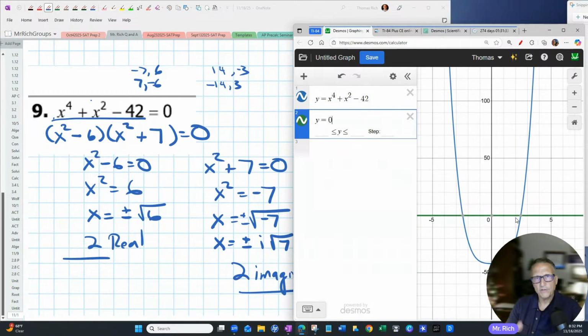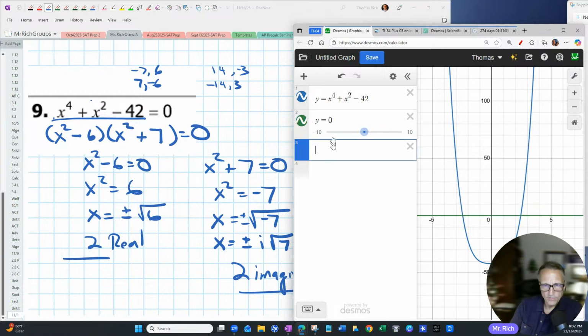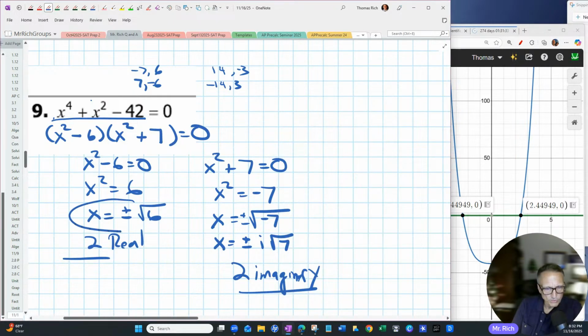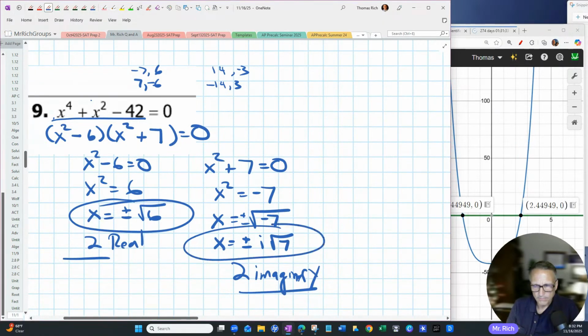It's the intersection of the graph on the left and the right that gives you the solutions, and it's just the x-coordinates. So you can see that we've got a positive 2.44949 and a negative of the same, and that's what square root of 6 is. Just to check, if you do the square root of 6, yeah, that's where those 2 x-intercepts come from. Those are our 2 real solutions. Notice that the imaginary solutions right here do not show up on the graph. They are not x-intercepts. So only the real ones show up.